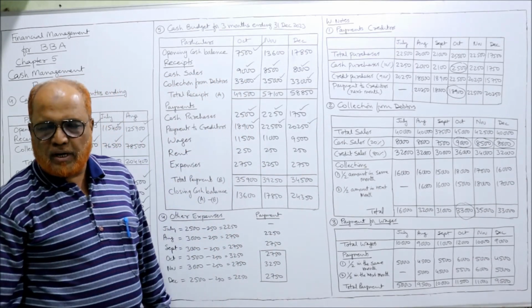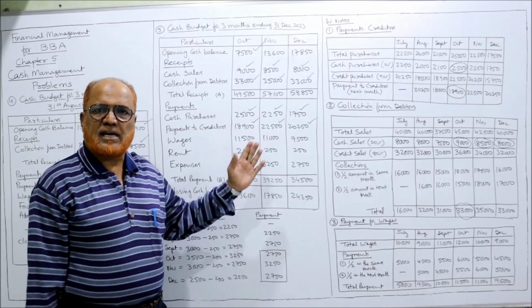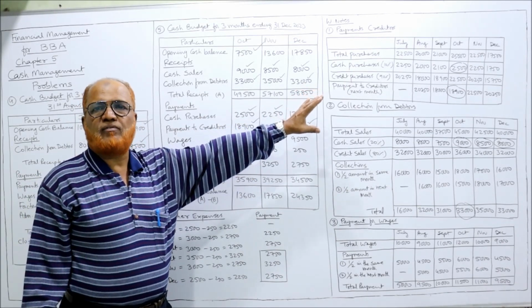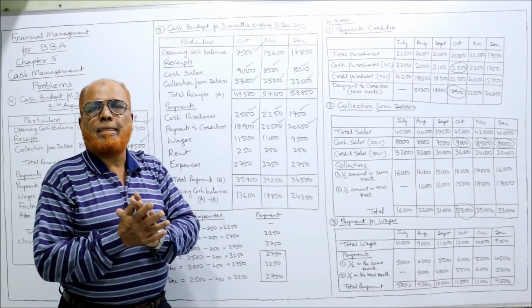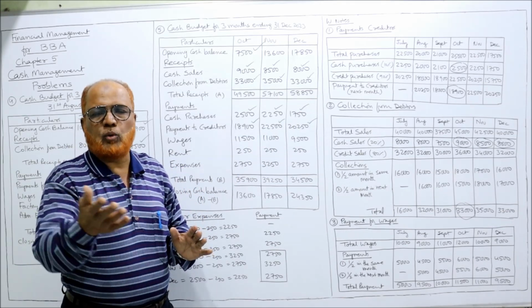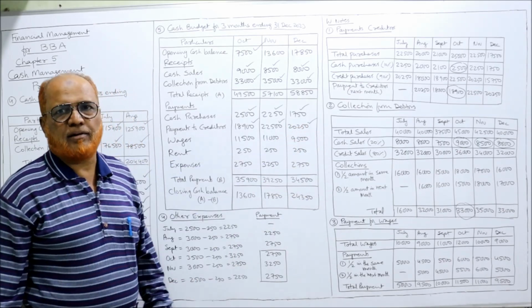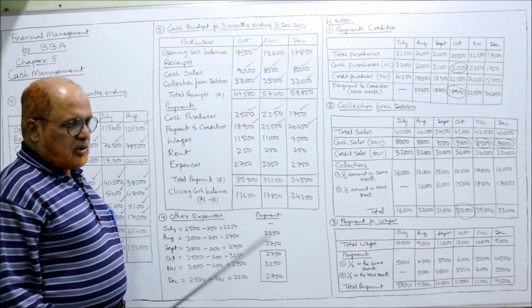difficulty. Students will commit the mistake in making these calculations only. So watch this video 2-3 times, definitely you can get the point. How to calculate the payment made to creditors and amount collected from the customers. These two calculations. Next amount is wages.